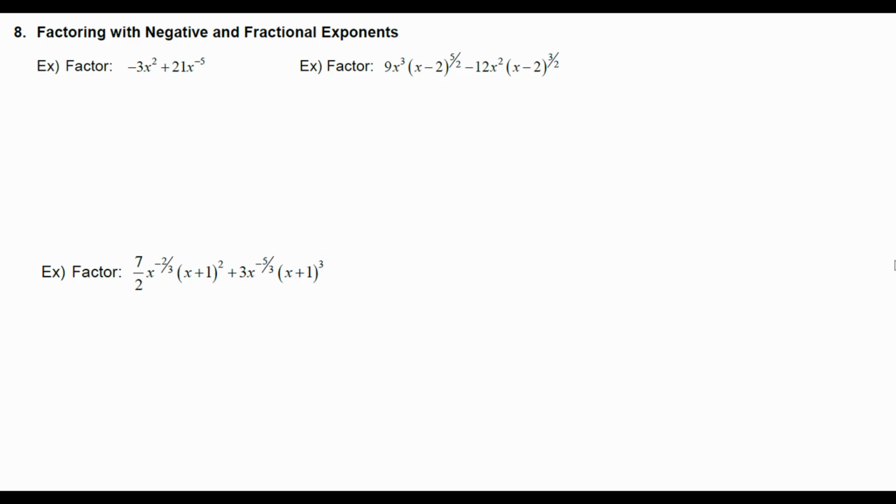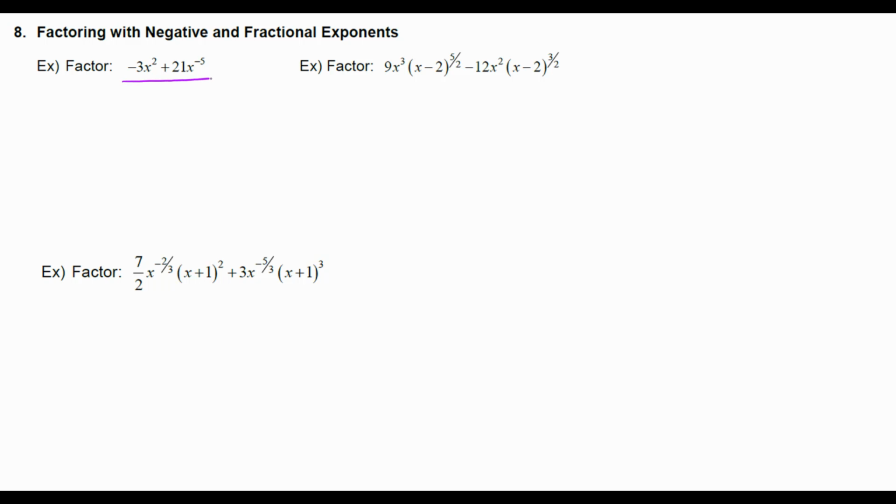When you factor, we take out the lower power of the two common factors. So just remember to take out the lowest power of all common factors. That's what is going to be the common factor for all of it. So let's go ahead and do the problem. Let's factor negative 3x squared plus 21x to the negative 5th.